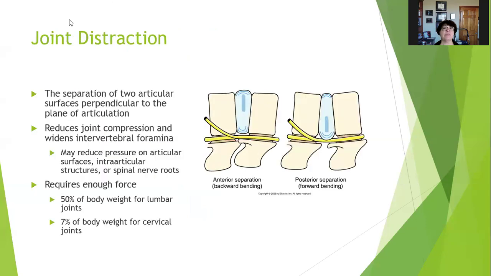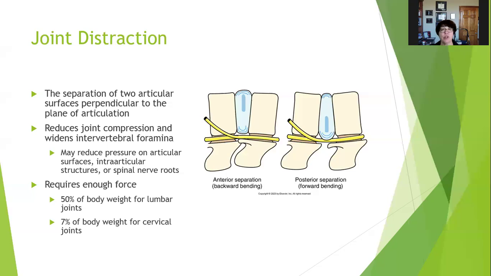For joint distraction, the traction separates two articular surfaces perpendicular to the plane of articulation. So it reduces joint compression and widens intervertebral foramina. So if you have foraminal stenosis, traction can help relieve pain sometimes because it widens that intervertebral foramen. It may reduce pressure on articular surfaces, interarticular structures, or spinal nerve roots. So people that have facet joint compression, facet joint problems, traction may be helpful for them.